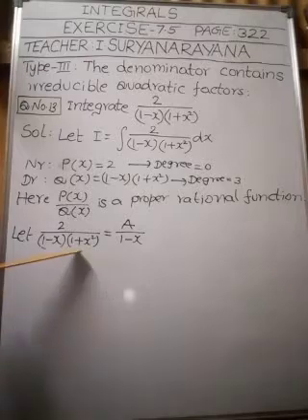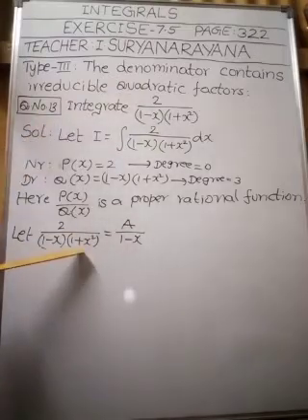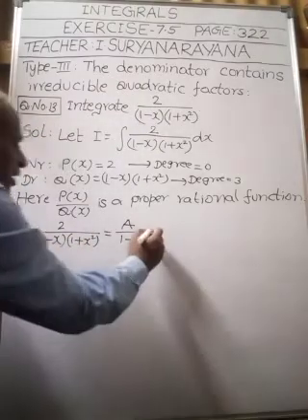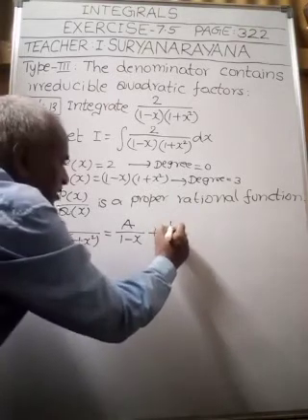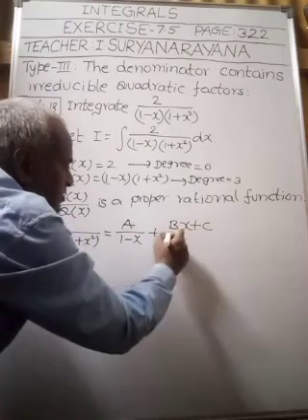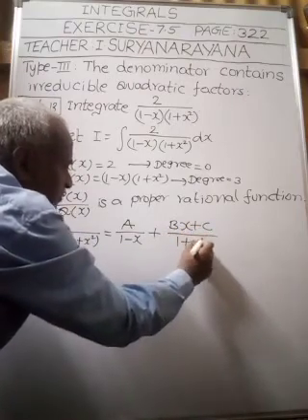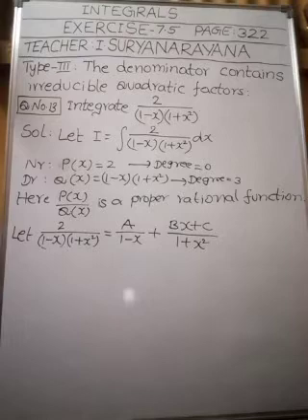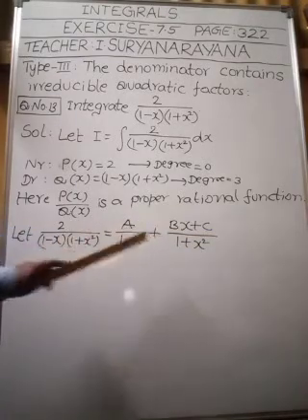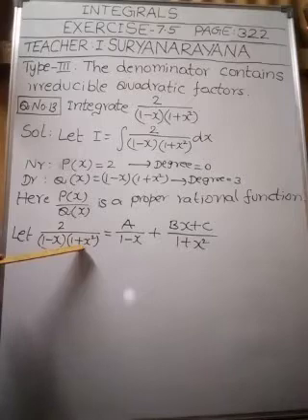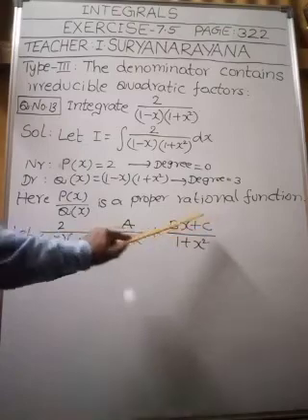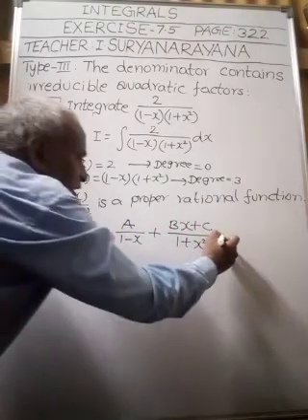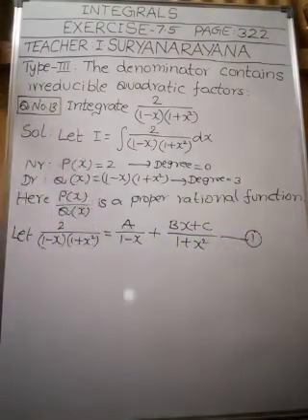So corresponding to this irreducible quadratic factor, we write a partial fraction like this: bx plus c by 1 plus x square. Understood this partial fraction corresponding to this irreducible quadratic expression? This part is very important.